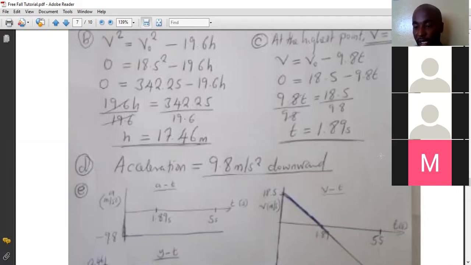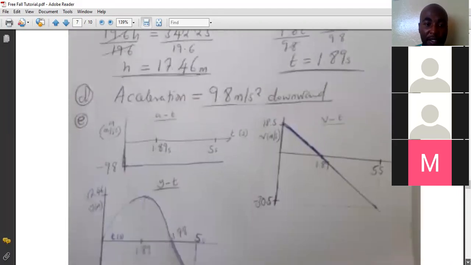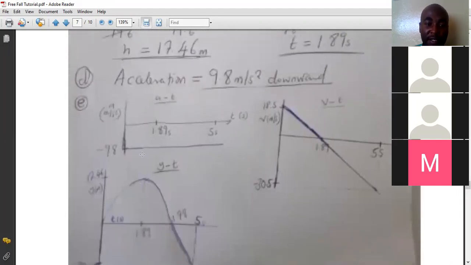Then for the graphs, for acceleration-time, you draw a normal straight line. Then for the velocity-time graph, it starts at 0 time, because it's not dropped. It starts with the initial velocity of 18.5, but then remember it is always reducing until it becomes 0, then it becomes negative. So the graph looks like this.